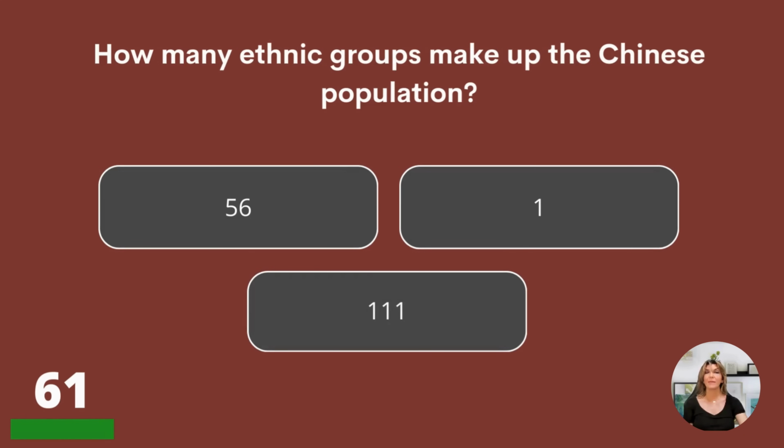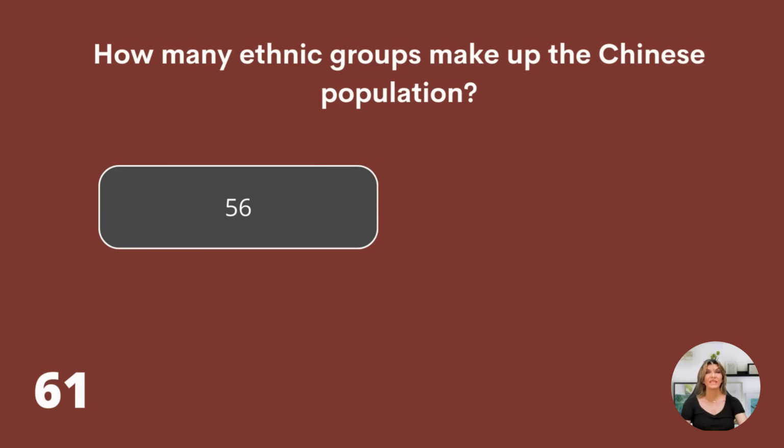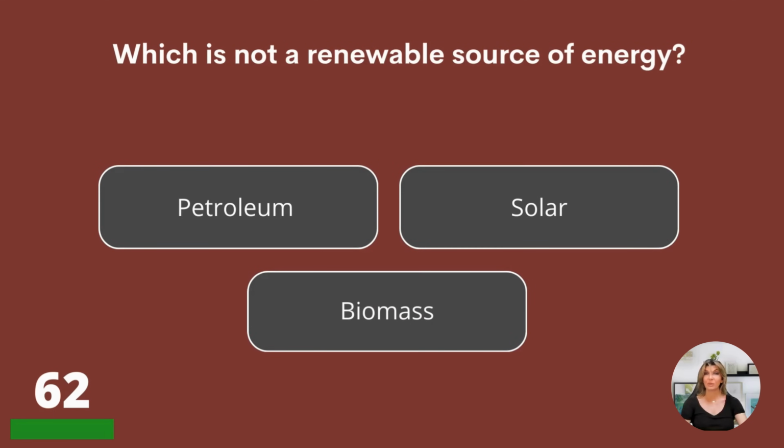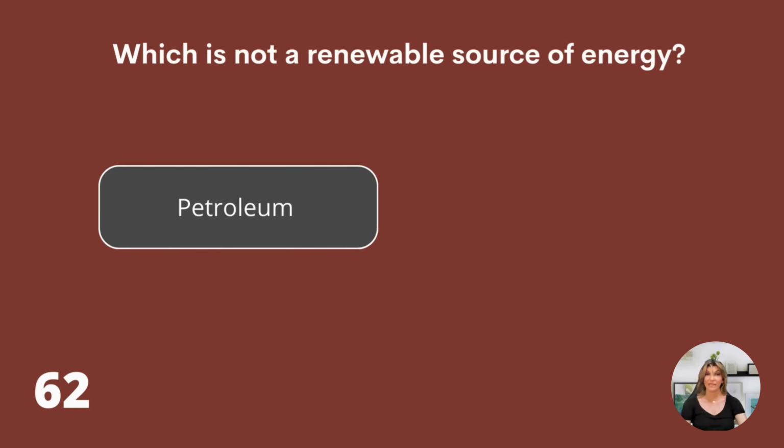How many ethnic groups make up the Chinese population? 56, 1, or 111? 56. Question 62. Which is not a renewable source of energy? Petroleum, solar, or biomass? Petroleum.